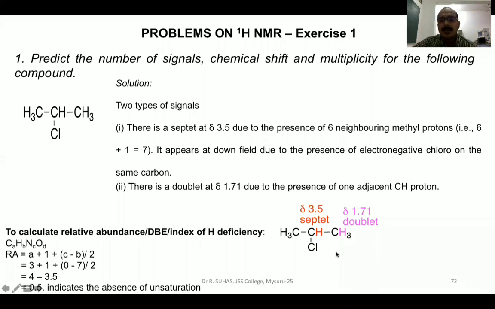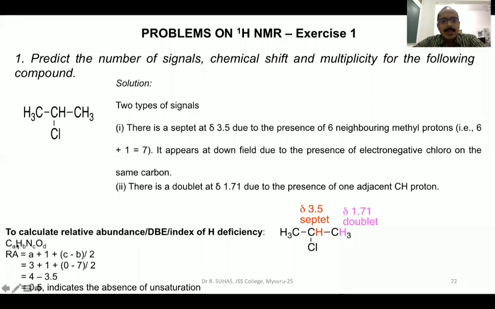Fine, for this compound there is no double bond, but in case the compound has a double bond, then we must calculate the double bond equivalent, or in short, the index of hydrogen deficiency. We have to make use of this formula, molecular formula CaHbNcOd. We have to remember this. And the formula is A plus 1 plus C minus B by 2, where A is the number of carbon atoms, C is the number of nitrogen atoms, B is the number of hydrogen atoms. Since there is no D here, you can easily omit the oxygen.